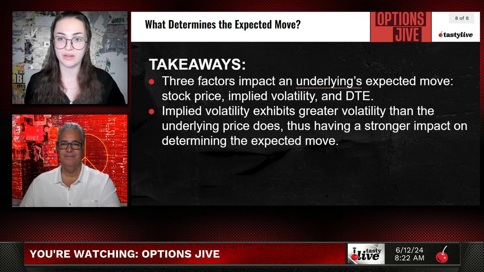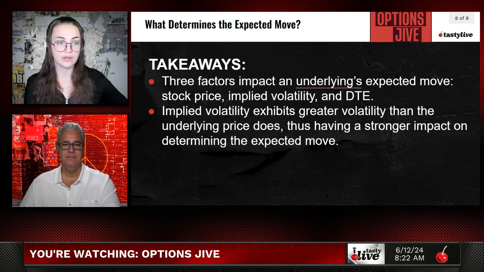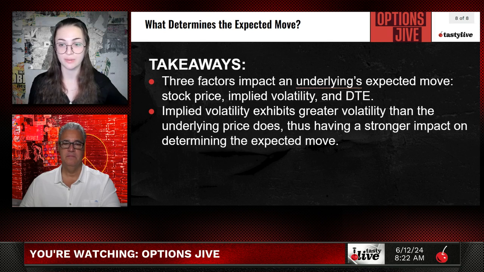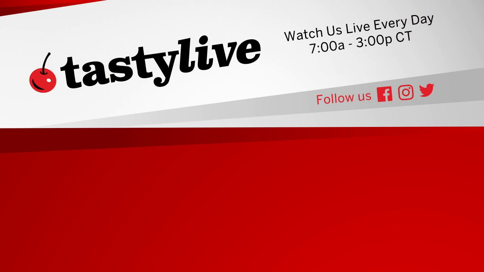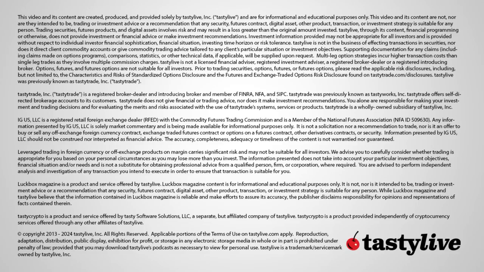Three factors impact an underlying's expected move: stock price, implied volatility, and DTE. Implied volatility exhibits greater volatility, so our volatility of volatility over here, than the underlying price, and thus has a stronger impact on determining the expected move, and might also have a bigger impact on the variability of that expected move. And we always want to remember that when we're looking at stock price and implied volatility, they're fundamentally measuring different things, and we would use those for different purposes as trading signals.